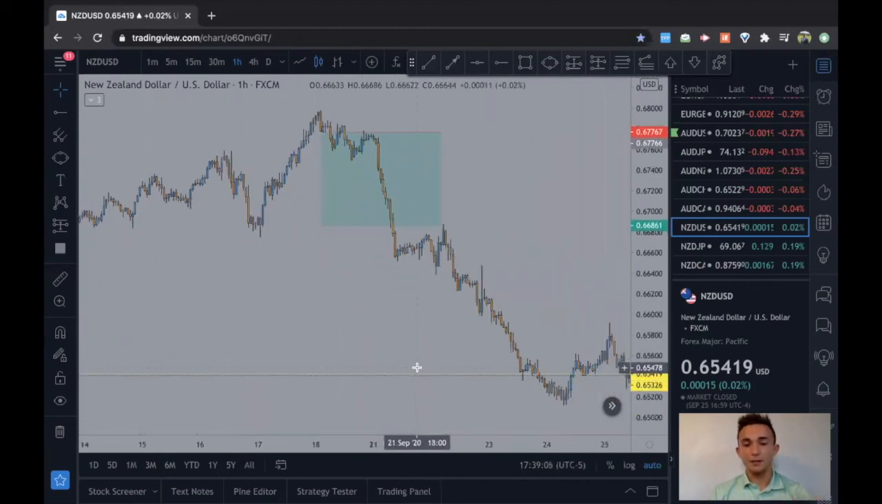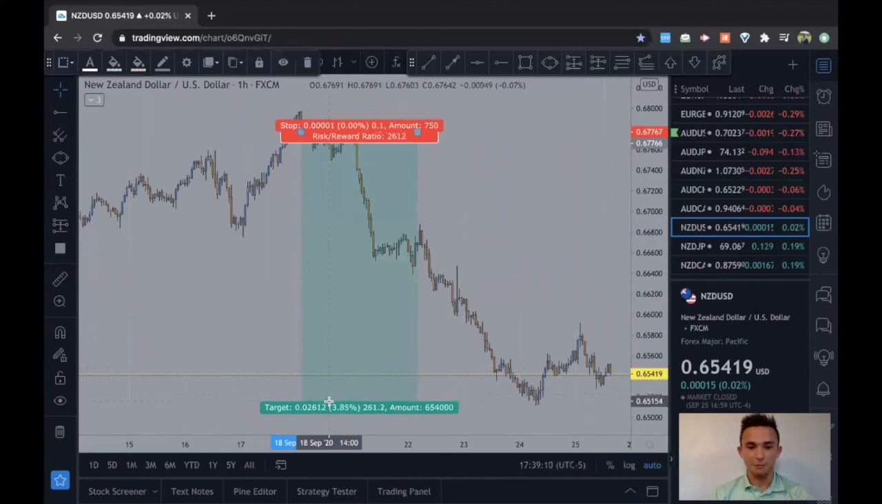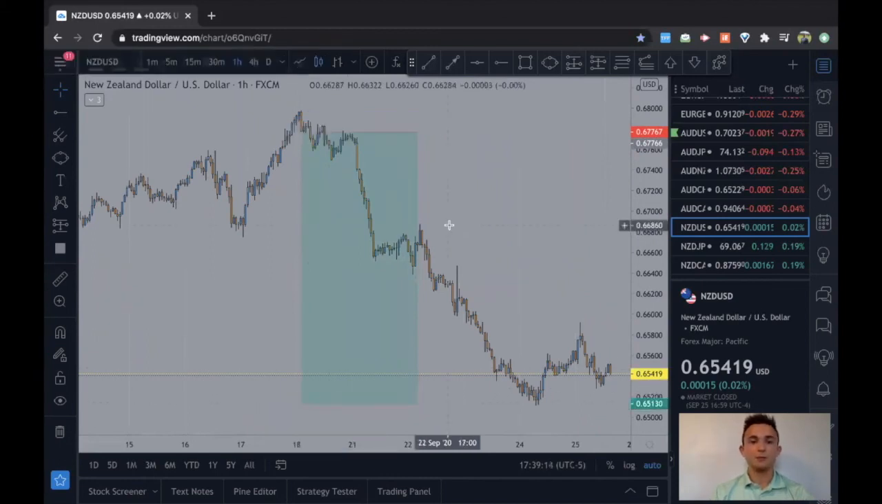Now, obviously, the market was running this week. I mean, potentially, yes, you could have rode it all the way down for 264 pips, which would be insane. But I like to be conservative with it and just get in and out of the market.